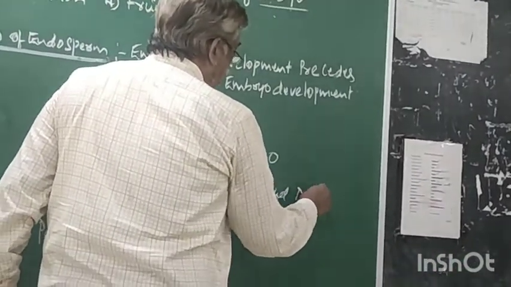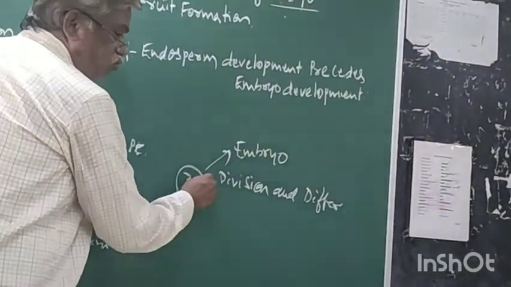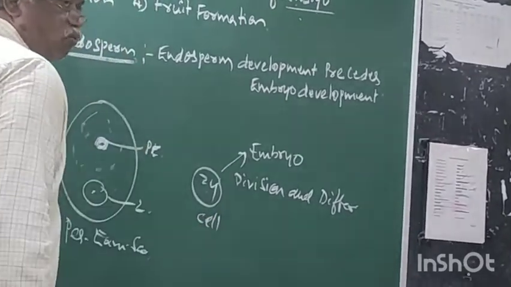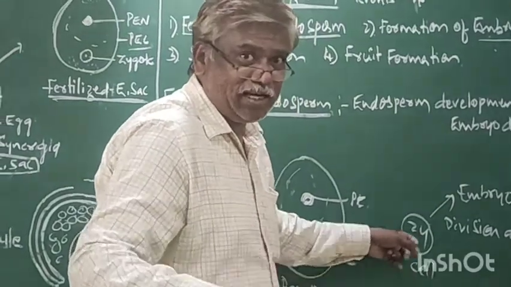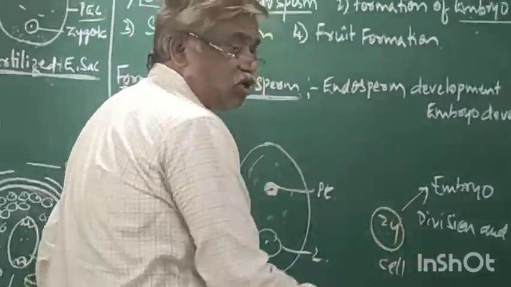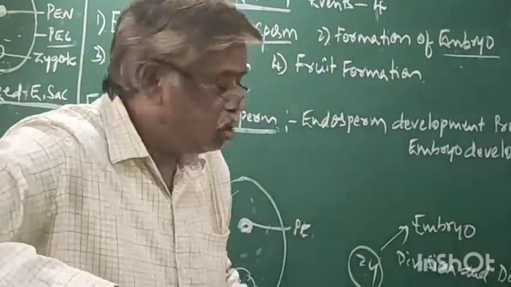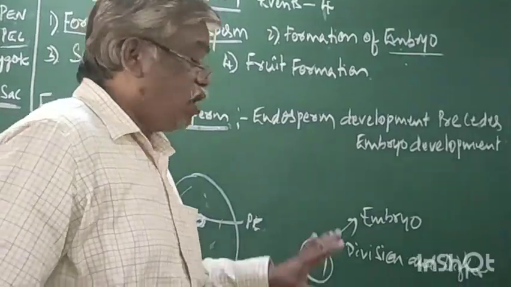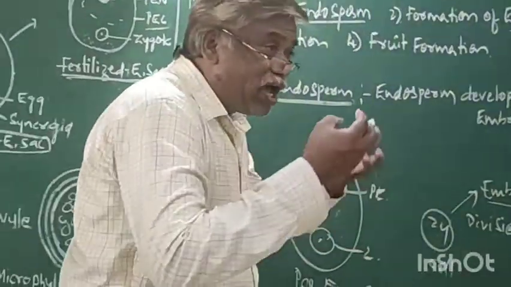Division and differentiation. Now what is this? First of all, zygote. What is the level? Cell level. What is the ploidy? Diploid. The diploid cell, that is zygote, undergoes mitotic division with differentiation and forms a multicellular embryo. Okay, but this embryo requires food.